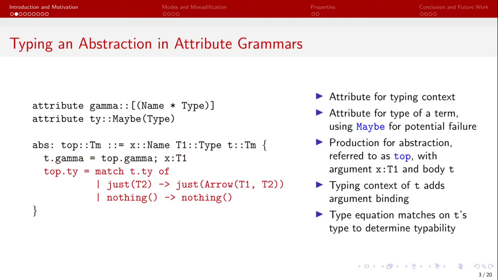If the body's type is a just, meaning it has a type, we build the arrow type, which is the type of the abstraction. If it is a nothing, meaning the body is untypable, we need to assign nothing to show the abstraction is untypable as well. This would be a simpler equation if we didn't need to match on the body's type, if we could just assume the body was typable.